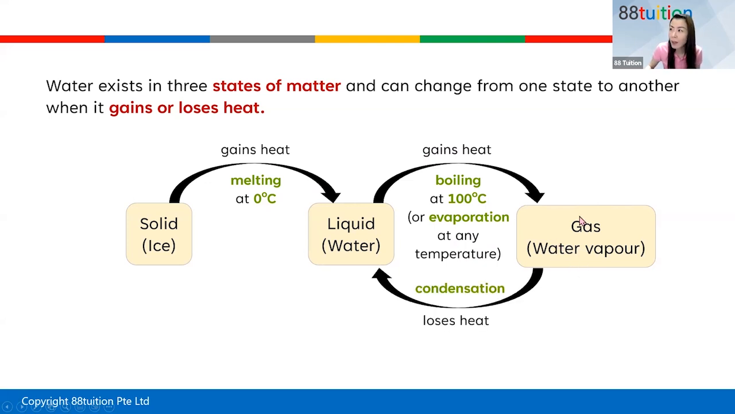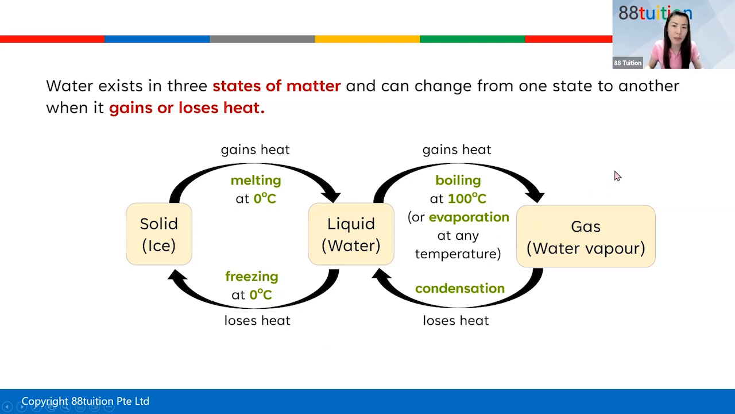The opposite happens as well. Gas can be converted to liquid. We call this condensation. Heat is lost. Then you also have water changing to ice. We call it freezing at 0 degrees Celsius. Heat is also lost. So Caleb, you're not wrong to say that it's melting point, because melting point and freezing point will be the same. Can I go on? You already know this very well, right?